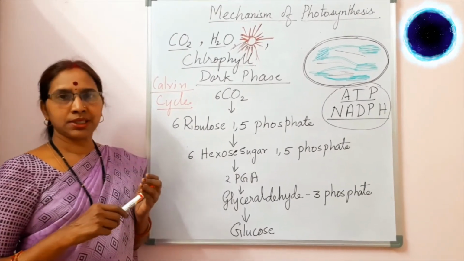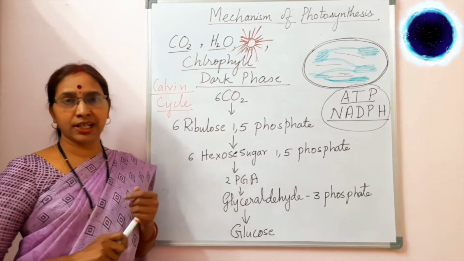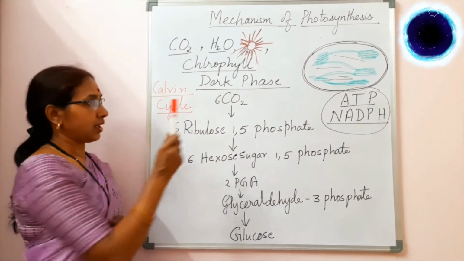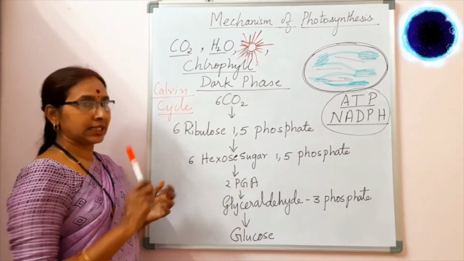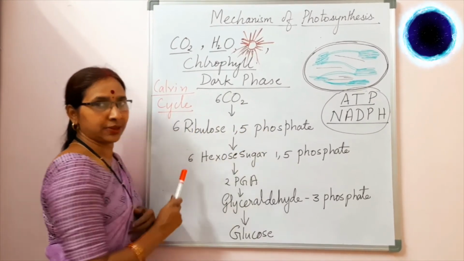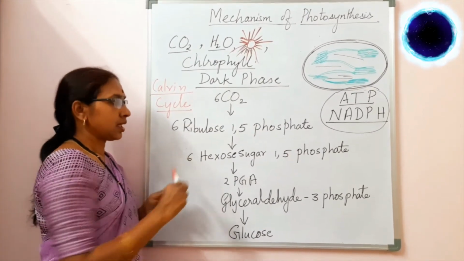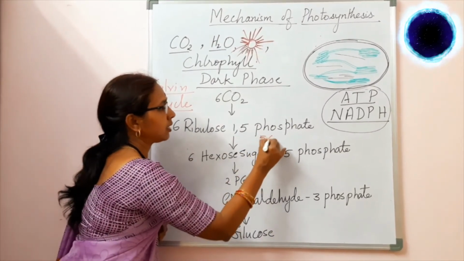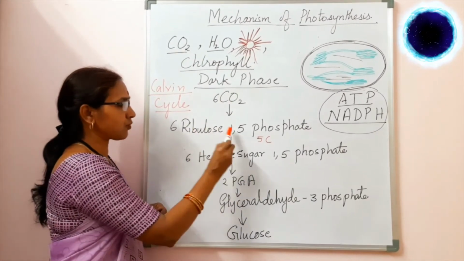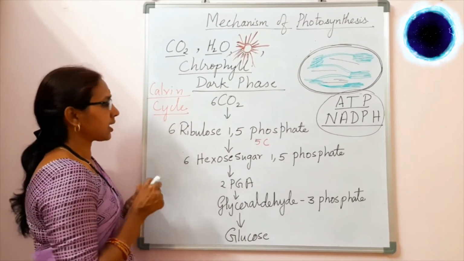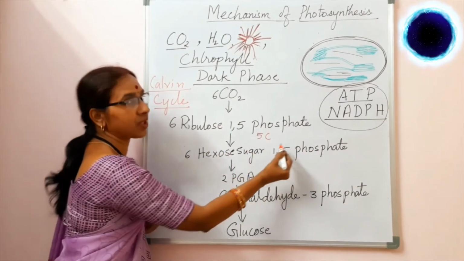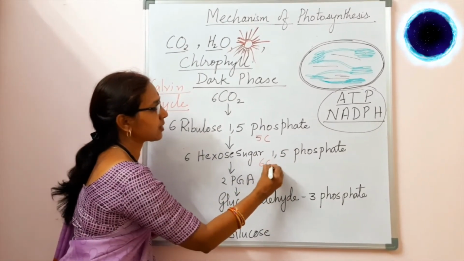Now here the carbon dioxide which was not used in the light phase will be used up in the dark phase. Here 1 molecule of carbon dioxide gets converted into 6 molecules of ribulose 1,5-phosphate. This is a 5-carbon molecule, and these 6 ribulose 1,5-diphosphate again get converted into 6 molecules of hexose sugar 1,5-phosphate, and this is a 6-carbon molecule.